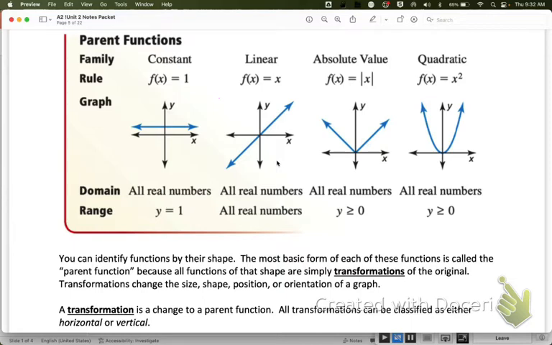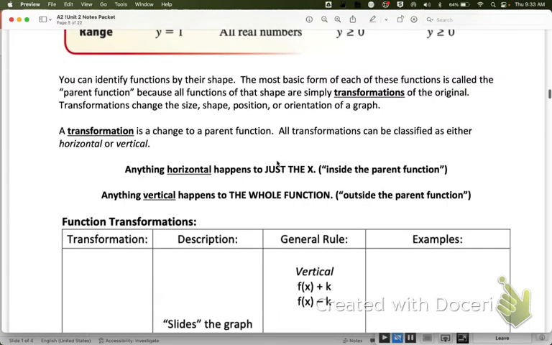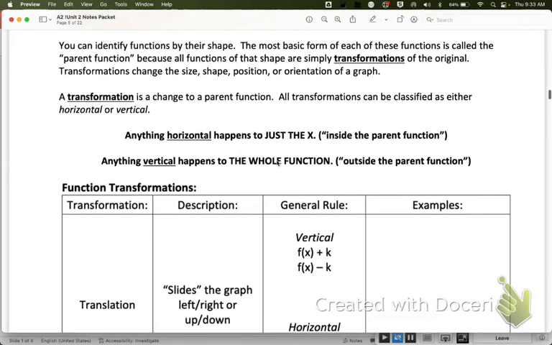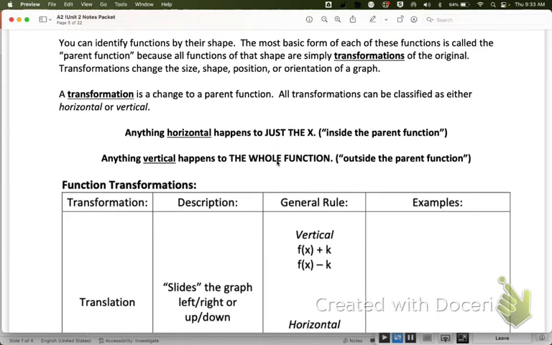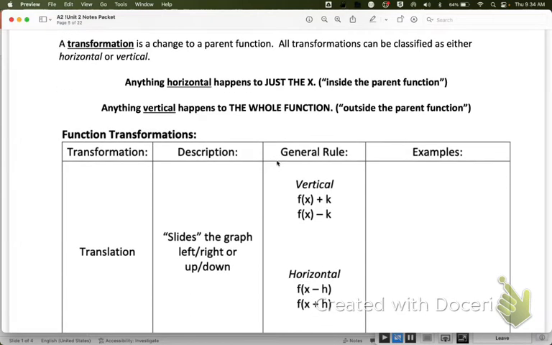And then a quadratic, which you saw in Algebra 1, the parent function is y equals x squared, and that graph is called a parabola. Today we're going to talk about one type of transformation, which is a translation. But in general, transformations of a function are going to change the size, the shape, the position, or the orientation of a graph. So anything that doesn't match the parent function exactly is coming from a transformation, which is just a change to a parent function.